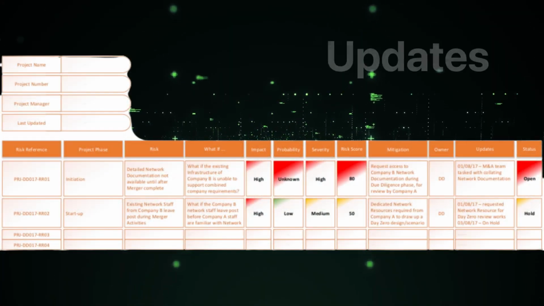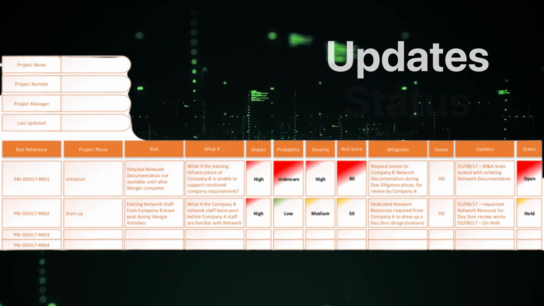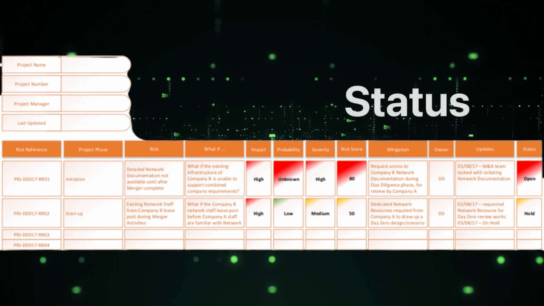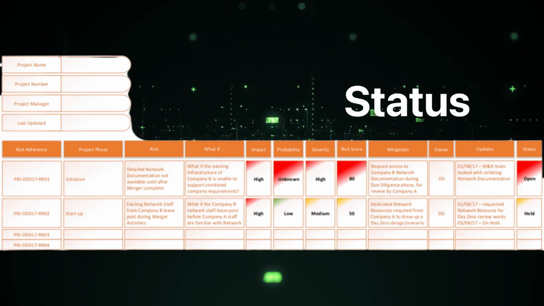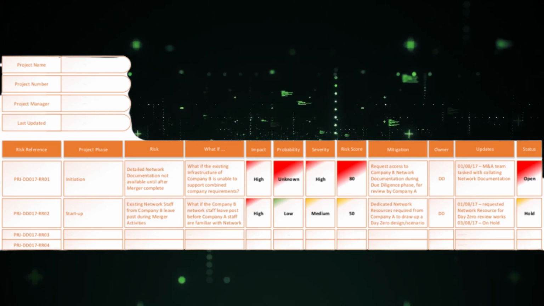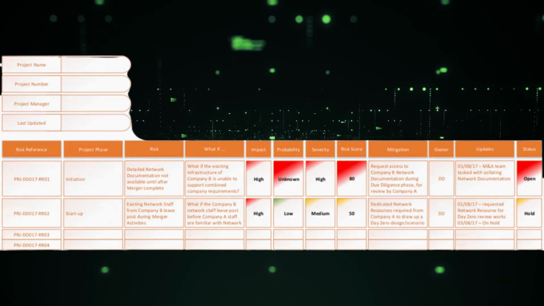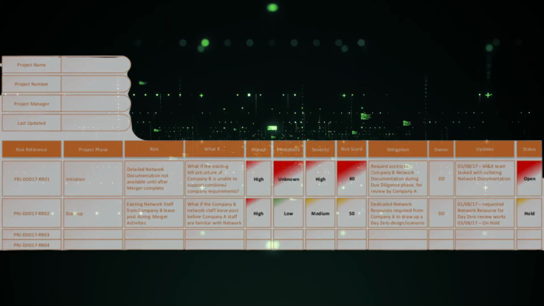I use the updates column to track updates. This is usually different from the action tracker. The status gives me a visual overview of which risks are open, closed, or on hold. A closed risk could mean that the risk came to nothing, it could mean that the risk became an issue, or it could mean that your mitigation steps have avoided the risk completely.